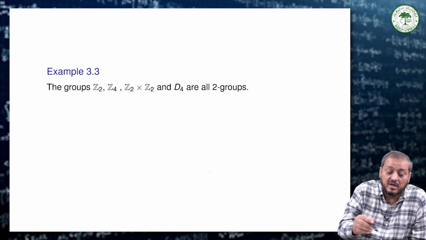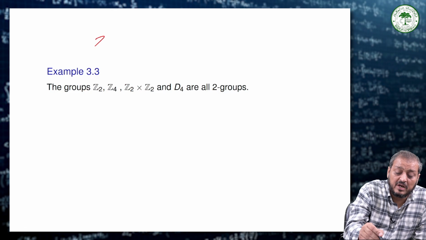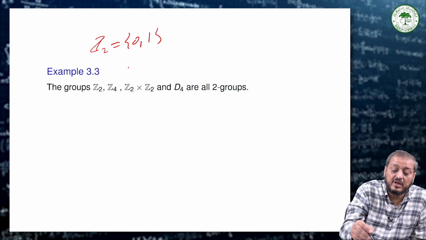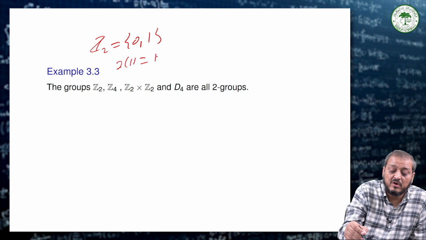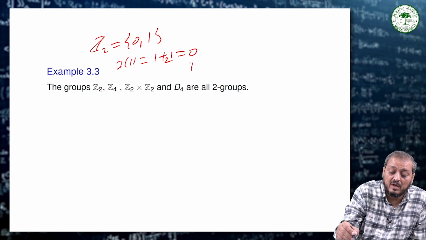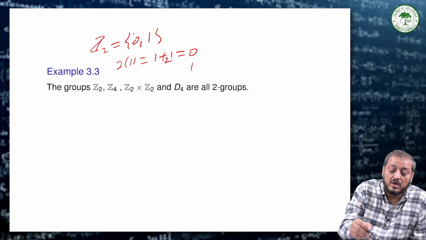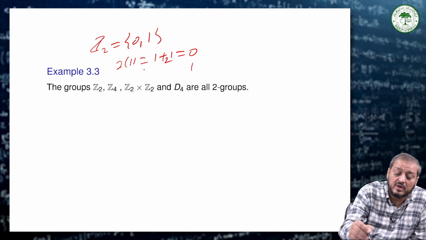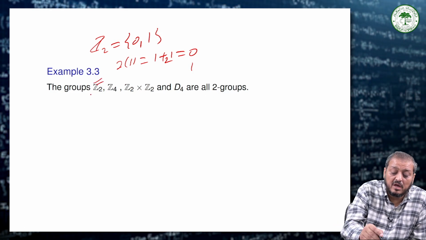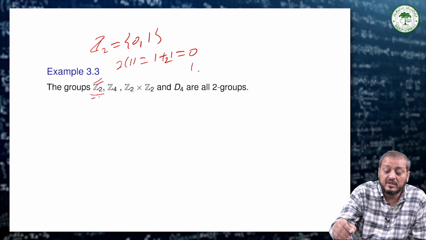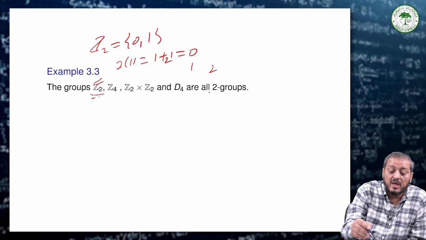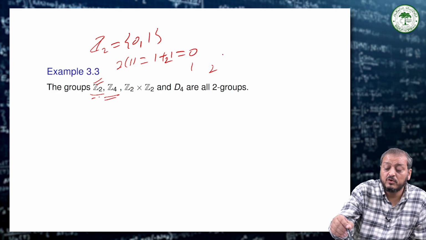For example, take Z2. You know that Z2 has the elements 0 and 1, and under addition modulo 2, 1 plus 1 is equal to 0. So the orders of the elements are powers of 2: 2 to the power 1 is the order of 1, and 2 to the power 0 is the order of 0. Then if you take Z4, it can be written in the form 0, 1, 2, 3.